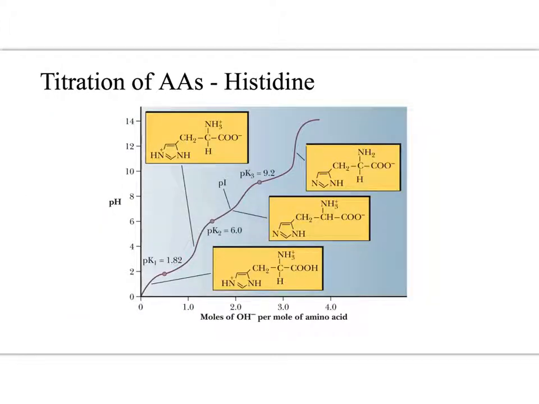So something like histidine that has that ionizable side chain is going to have a more complex titration curve. And you can see a leveling off for each of those protons that's going to be removed.